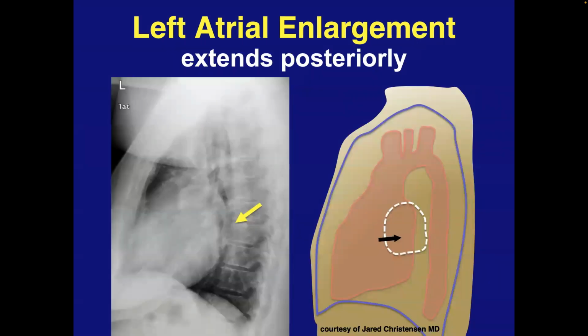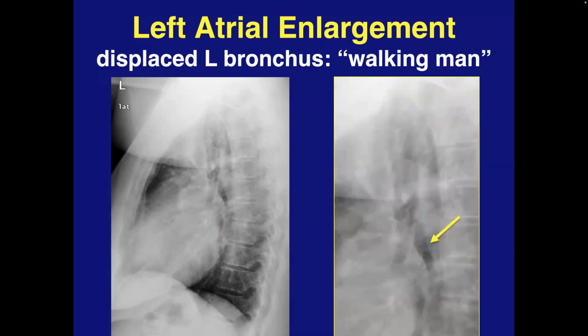On the lateral view, the left atrium forms the upper posterior heart border. And when the left atrium gets big, it extends posteriorly and can touch the spine. And remember that the left atrium, because it's subcarinal, when it gets big, the left bronchi can be displaced posteriorly. So normally on the lateral view, the tubular lucencies of the right and left bronchi are in line with each other and with the tracheal air column. But when the left bronchi are posteriorly displaced by a big left atrium, they're no longer in line with the tracheal air column, and they're no longer in line with the right bronchi.